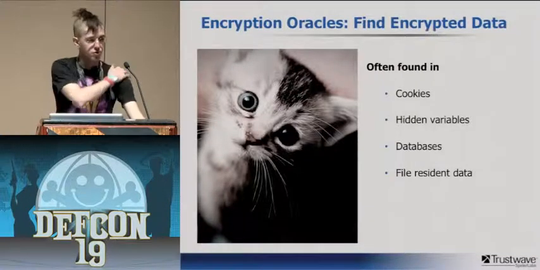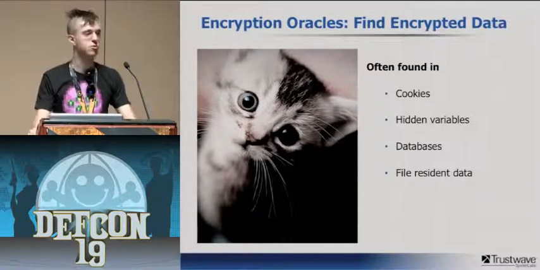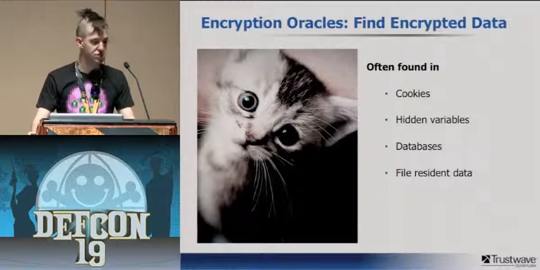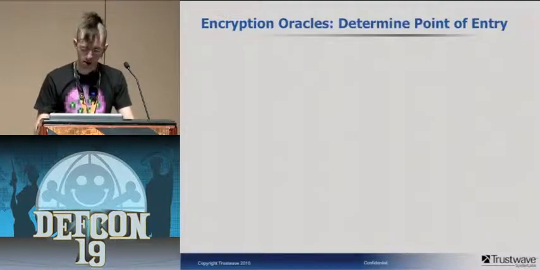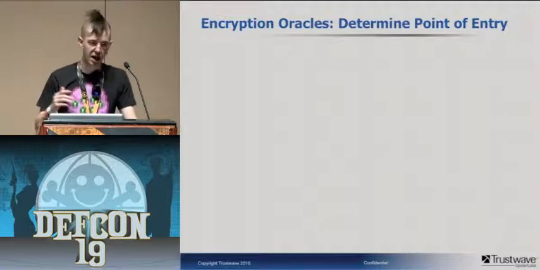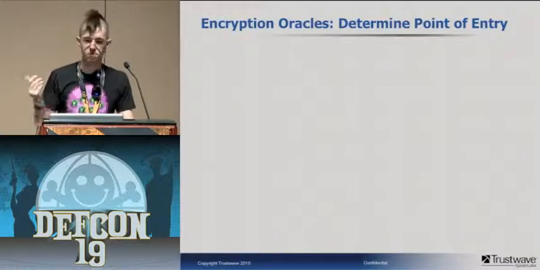So again, we're looking for encrypted data when we're talking about encryption oracles, but in this particular case we're looking for it as output as opposed to as input. You'll frequently find this sort of thing in cookies and hidden variables, in databases and file resident data. And then the next thing that you're going to need to do is to determine the point of entry. So when you're looking at this encrypted output, usually it'll have some identifying information, like maybe it'll be a variable that's in a hidden field, and that variable will be named pet's name.